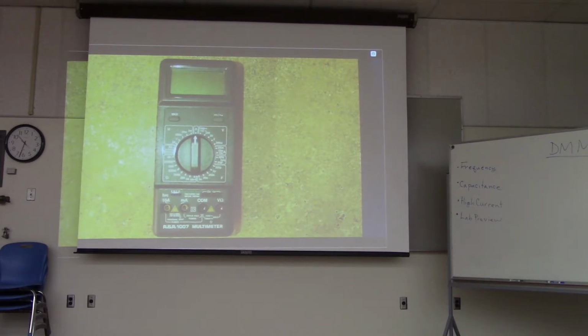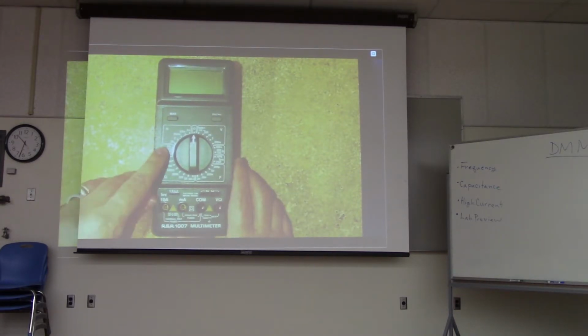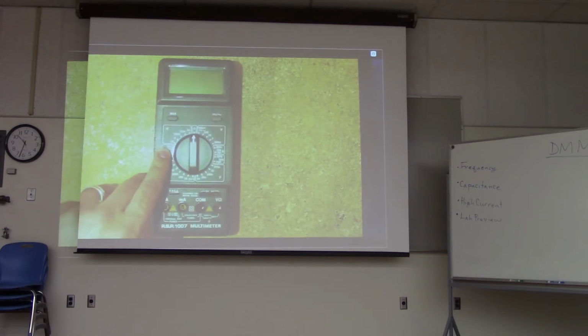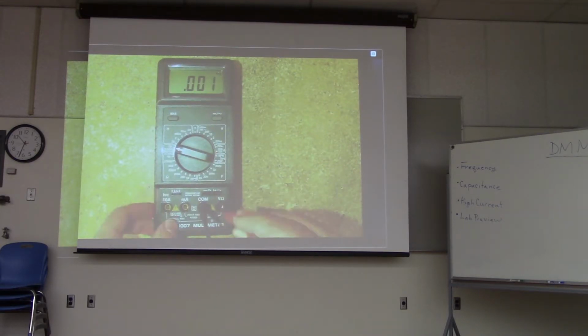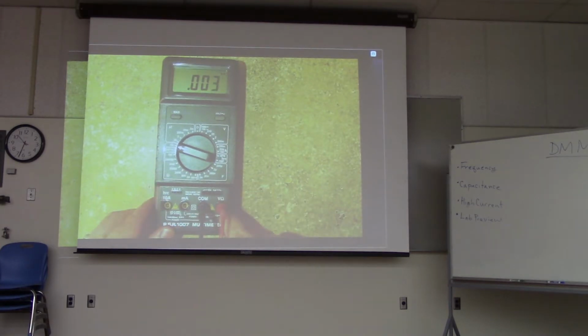So the meter has a mode for measuring frequency. It is shown over here on the left-hand side of the meter where it says Hertz, Hz. If you want to measure frequency with the meter, you just turn the dial into the frequency mode, and you put the black lead in the common hole, the red lead in this hole on the right that says V and omega, and then this will measure frequency.